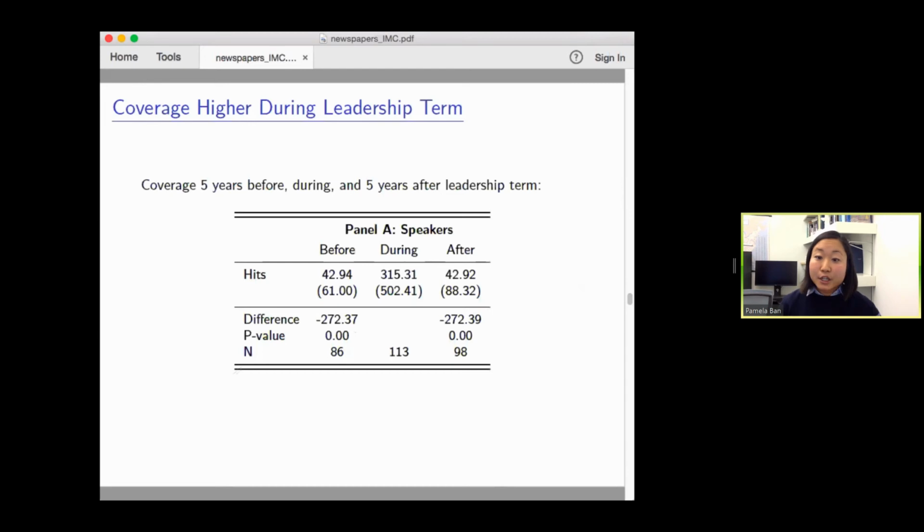So we see that there's a huge order of magnitude increase in the coverage of these speakers from before they were speaker to when they were speaker, and then a huge decrease once they transition out of their leadership position. And so again, this is a case where we know ex ante when a member of Congress is appointed to a leadership position, in this case, the Speaker of the House, there's widely documented that this person is going to have a vast increase in political power.